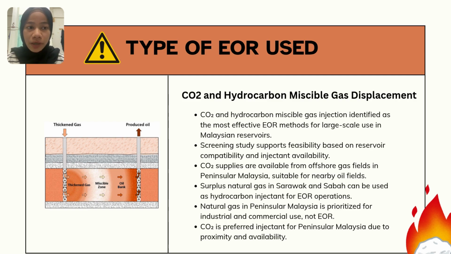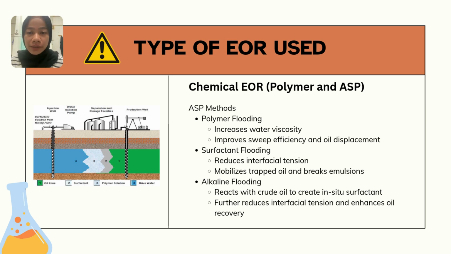Meanwhile, in Sarawak and Sabah, there are surplus natural gas supplies that can be used as hydrocarbon injectant for miscible gas displacement. However, in Peninsular Malaysia, natural gas is reserved for industrial and commercial use, making CO2 the preferred choice for EOR application in that region. So overall, this resource alignment supports the commercial viability of miscible displacement EOR, tailored to regional availability and proximity to all.